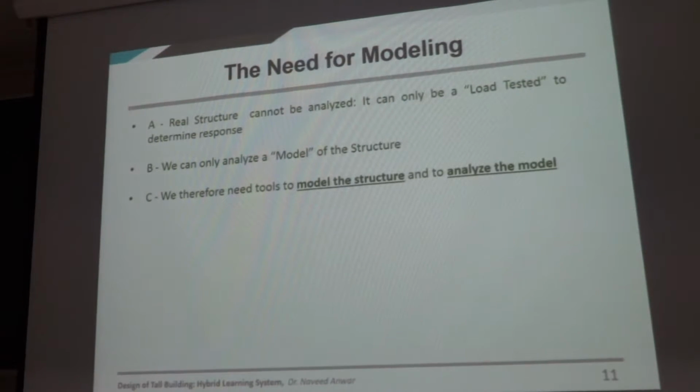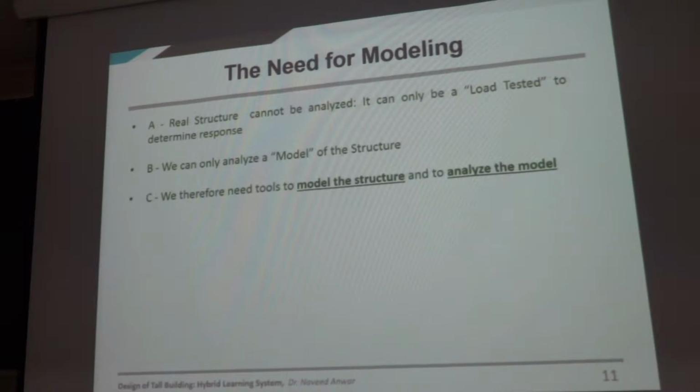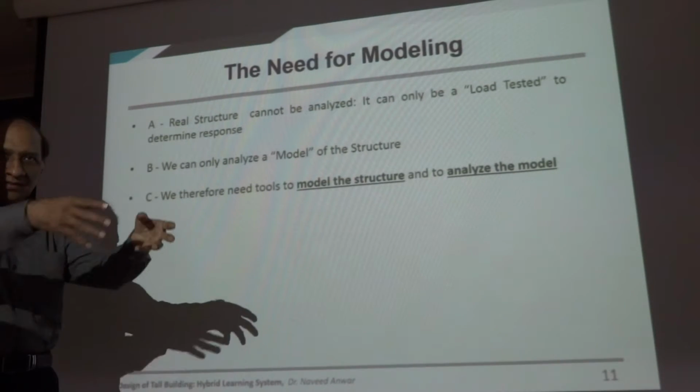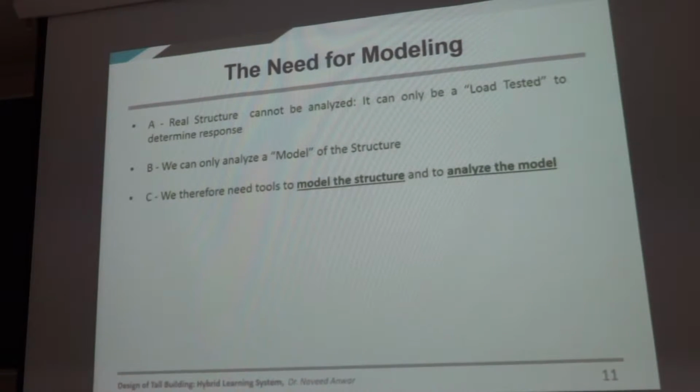So why do we need modeling? Number one, a real structure cannot be analyzed, for two reasons. One is that the real structure does not exist at the time that you are trying to analyze it. So how can you analyze a thing which doesn't even exist yet? In any case, you're dealing with a model of a structure that will be built later. If you want the response of a real structure, make it first and then test it. And that's what you do in the lab. You make a beam, you apply the load, that is the response of a structure. Anything else is just a model and an analysis.